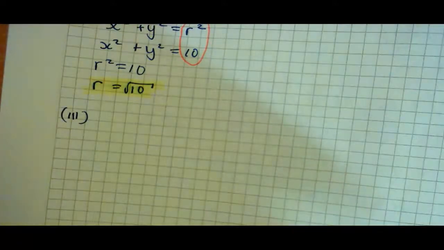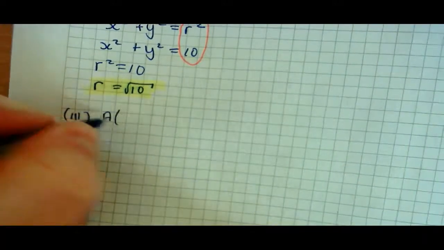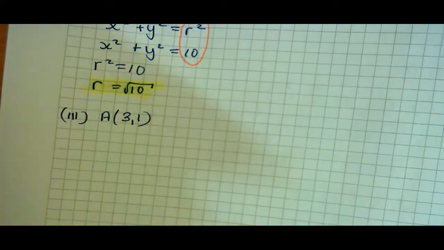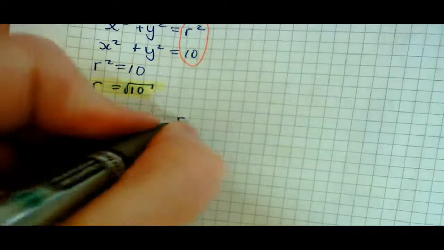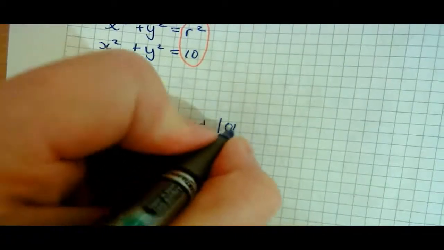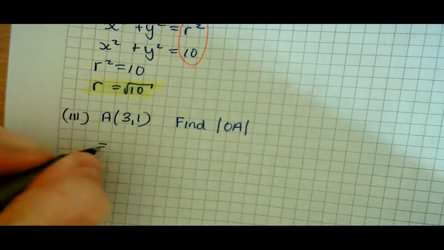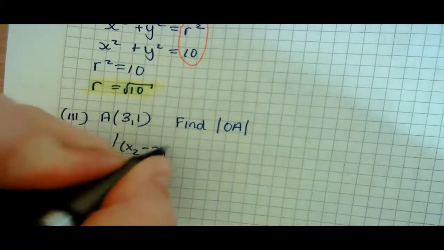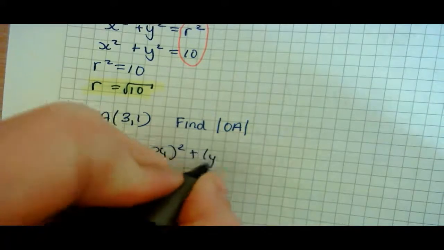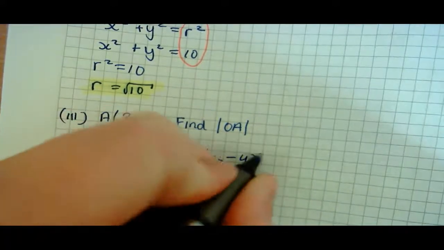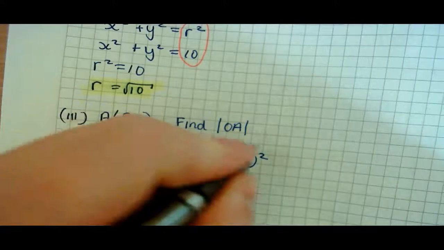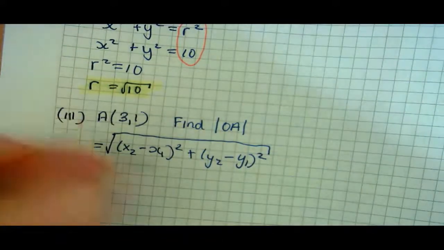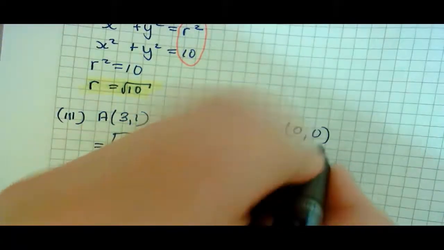Part 3 says the coordinates of the point A are 3, 1, and we're asked to find the distance from O to A. Okay, so we know the distance formula is equal to the square root of x2 minus x1 all squared plus y2 minus y1 all squared. It's all over square root. So my points are 3, 1 and 0, 0.